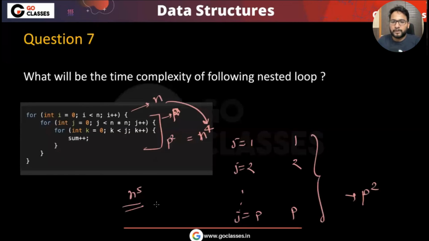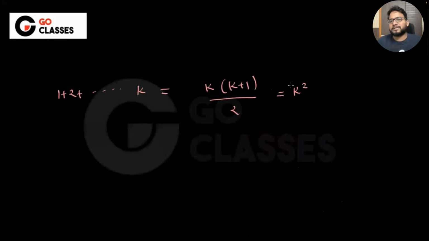Why are we assuming 1 plus 2 plus this as p square? No, we are not assuming. It is just a simple formula: k into k plus 1 by 2, which is just in the order of k square. It will be k square plus k by 2. You just ignore the constant and this lower growth function. I'm just talking asymptotically. Yes, we can just assume the higher order.